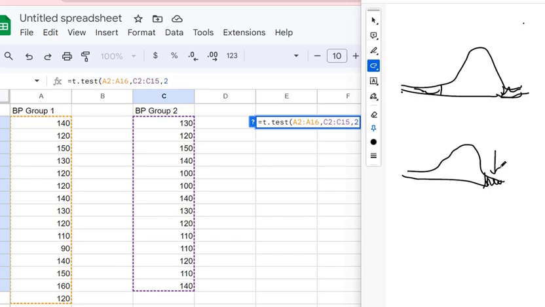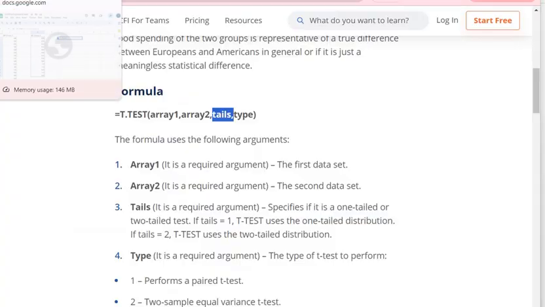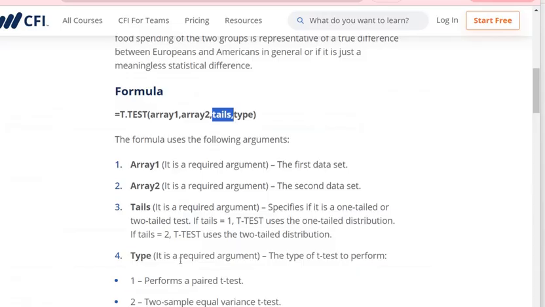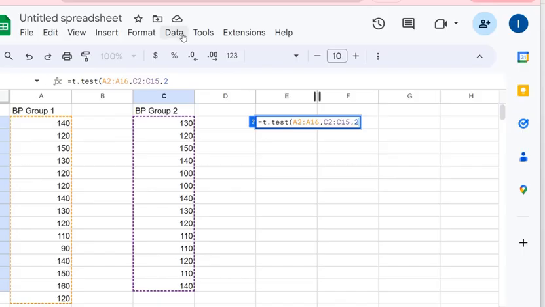So it depends on what you're being asked to do. I'll do it for a two-tailed test, but if you're asked to test whether one mean is less than the other mean, then you've got a one-tailed test on your hands. And then type was the last one. I think type 1 is paired, 2 is two-sample equal variance, and 3 is two-sample unequal variance. So you choose 1 for this last parameter if it's paired data.